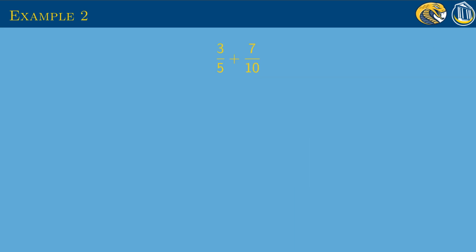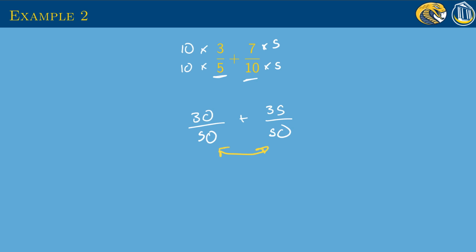Let's try another example. 3/5 plus 7/10. Once again, our denominators are not the same, and so we can do the same technique that I suggested last time. We can multiply this numerator and denominator times 5, because there's a 5 here. We'll multiply this denominator and numerator times 10, since there's a 10 here. And then we can write down what remains. 3 times 10, that's 30/50, plus 7 times 5, 35/50, and we'll notice that we now have a common denominator.